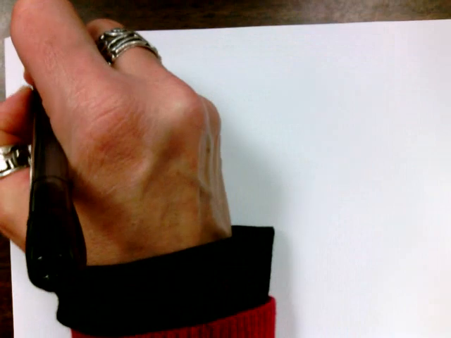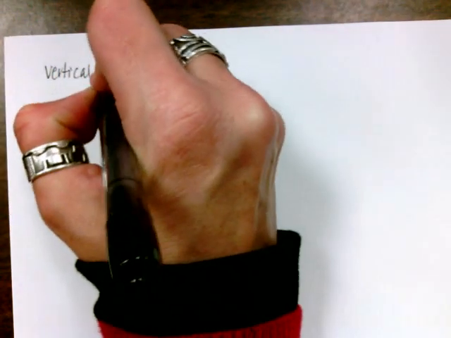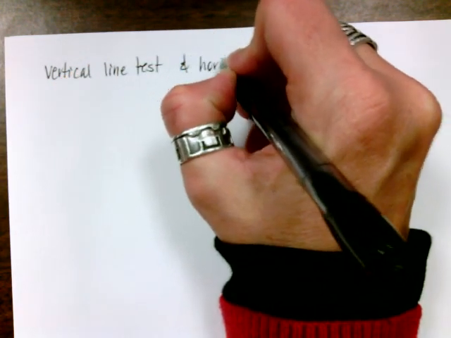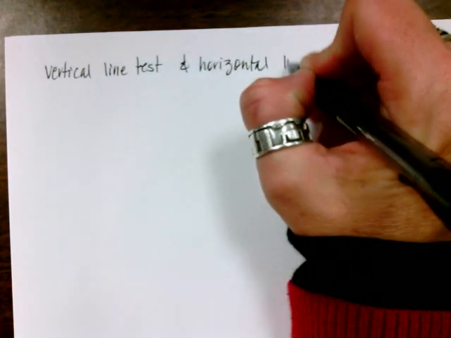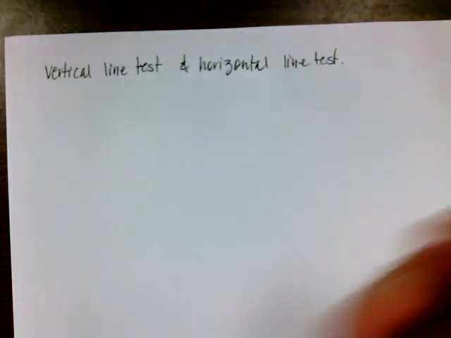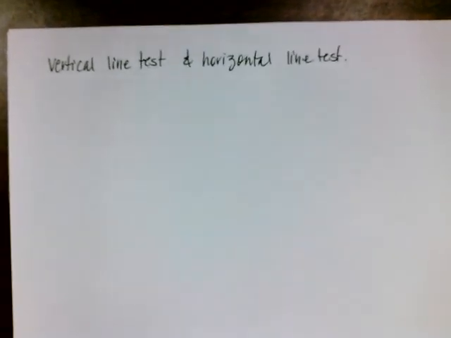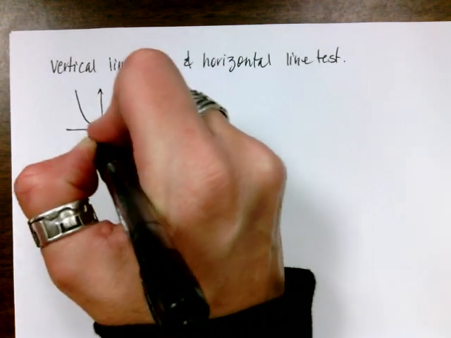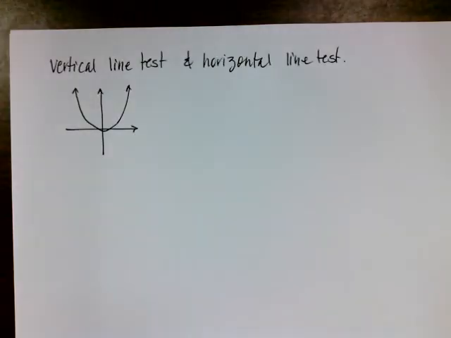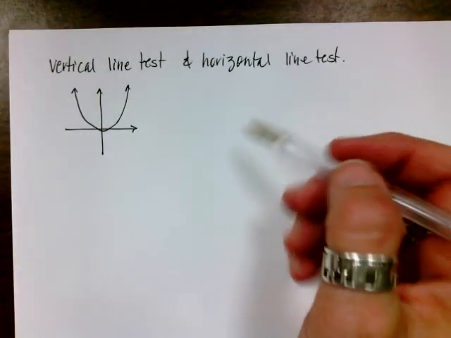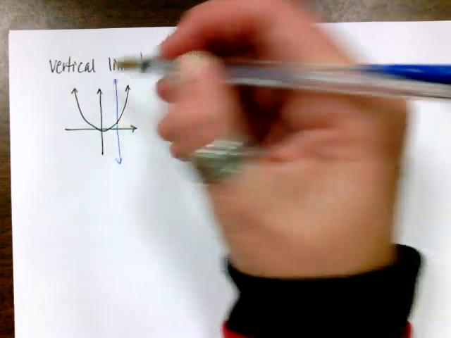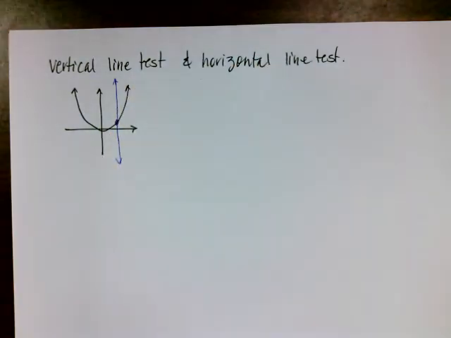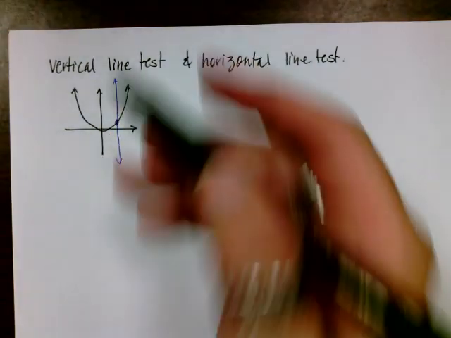Alrighty, so the next thing that I want to introduce or talk about is the vertical line test and a new one called the horizontal line test. Okay, so let's go back and talk about the vertical line test. So let's say I have a relation, and this happens to be my relation. The purpose of the vertical line test is to decide whether it's a function. So if I run a vertical line through my function, and I only have one point of intersection, then we know that that is a function.